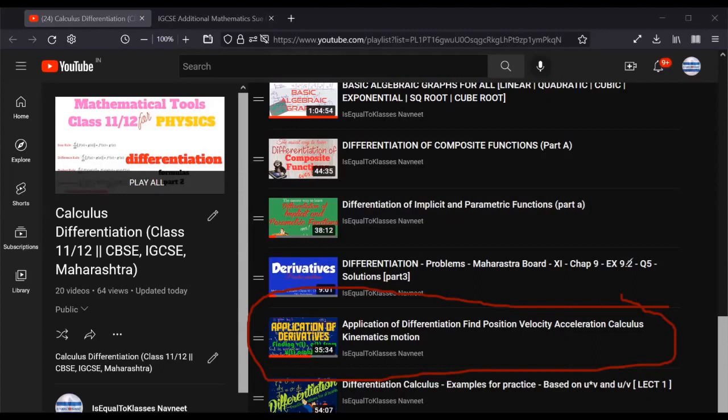Are we clear? Yeah. So tomorrow's agenda is a few questions from NEET which require differentiation, and then if time permits we'll start integration. Are we clear?